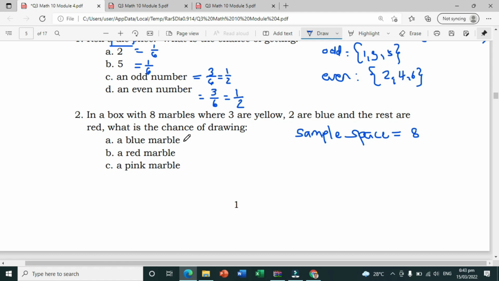So, for blue marble, what is the chance of drawing? What's the chance? How many blue marbles are there? Okay, that is 2. Correct. Over, how many are there in the box all in all? So, there are 8. So, that is 2/8, or simply, reduce it to lowest terms if needed. 2 and 8 can be divided by 2. So, 2 divided by 2 is 1, while 8 divided by 2 is 4. So, that's equal to 1/4.